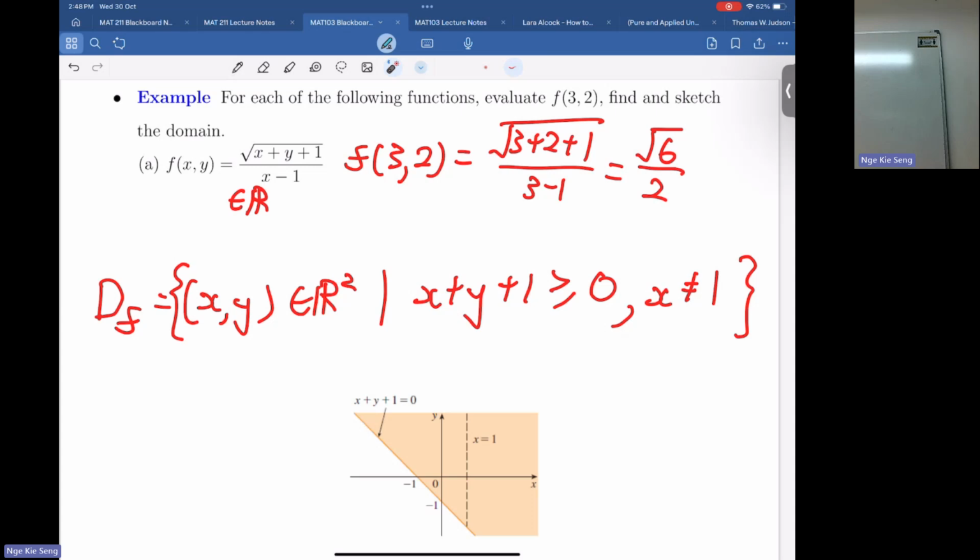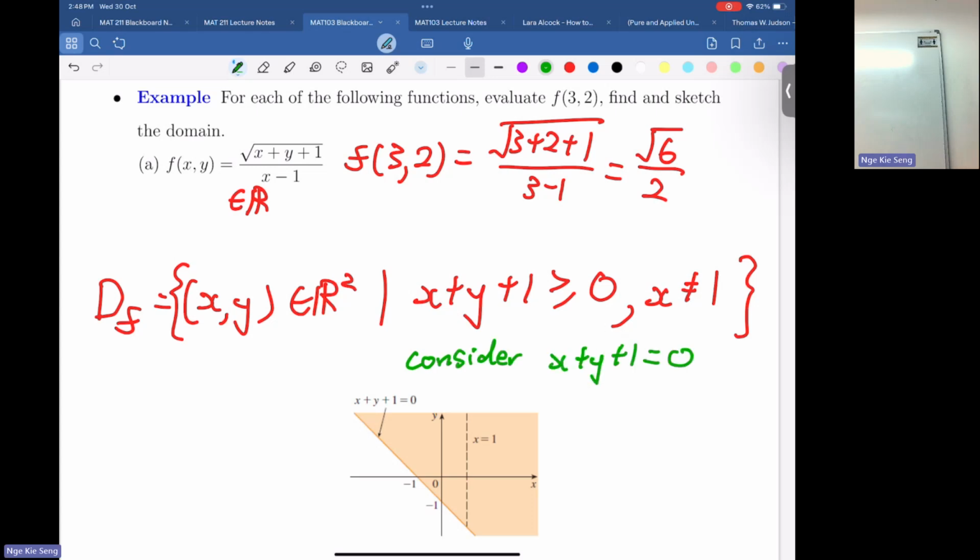How do you draw greater than or equal to 0? If you don't know how to draw greater than or equal to 0, do you know how to draw equal to 0? Draw equal to 0 first, okay? So how to draw equal to 0? So let's consider x plus y plus 1 equals 0. How do you draw this? Can you draw this? How? What form makes sense to you?